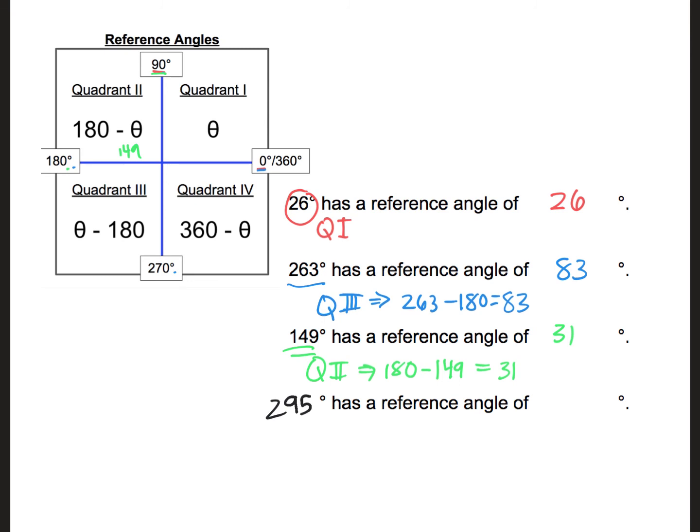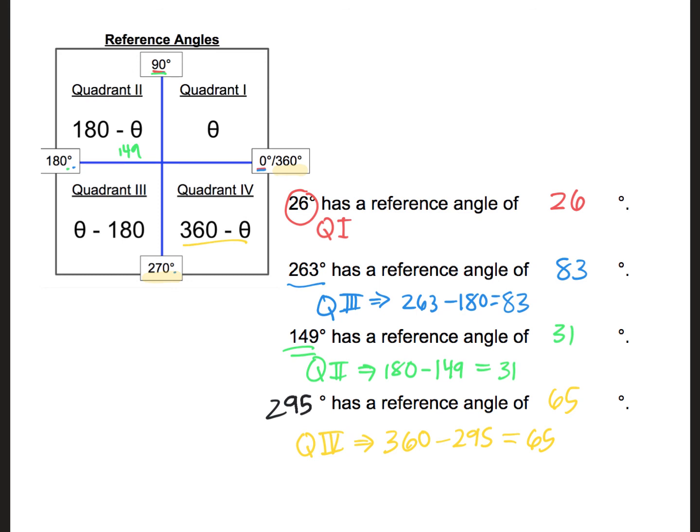So 295 degrees, we want to figure out our reference angle. 295, that's between 270 and 360. So I know that I'm going to be in Q4 for this one. When I find my reference angle for Q4, we do 360 minus my angle, so minus 295 to get my reference angle. If I do 360 minus 295, I get 65. So my reference angle is 65.